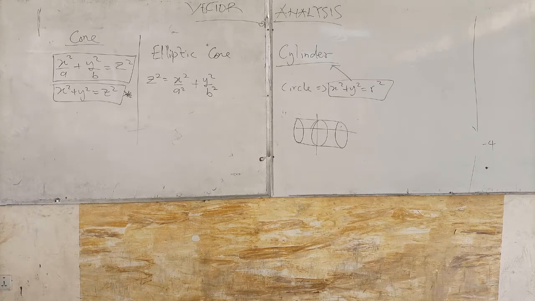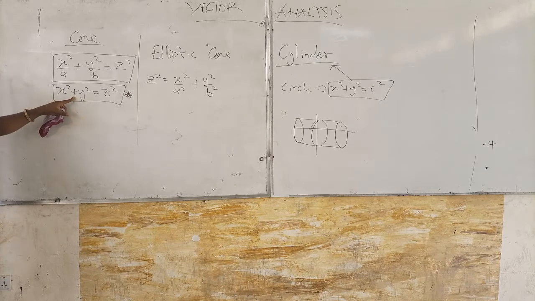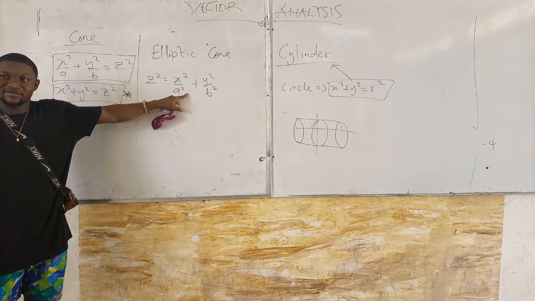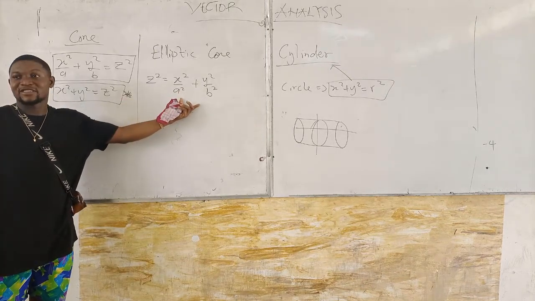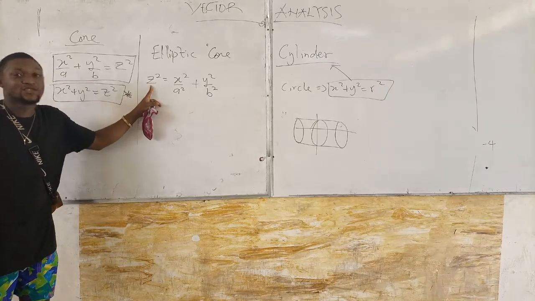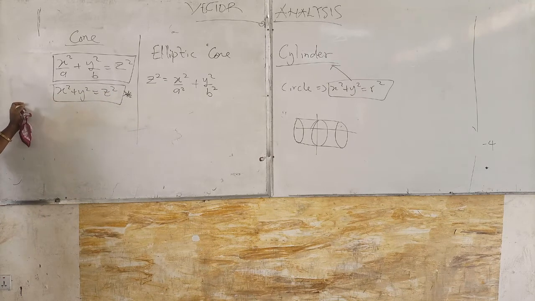For the general term of the cone, please let's use this one. And you have the elliptic cone. So this forms the elliptic cone. It resembles an ellipse, but this one is not equated to one, but rather it's equated to z squared.